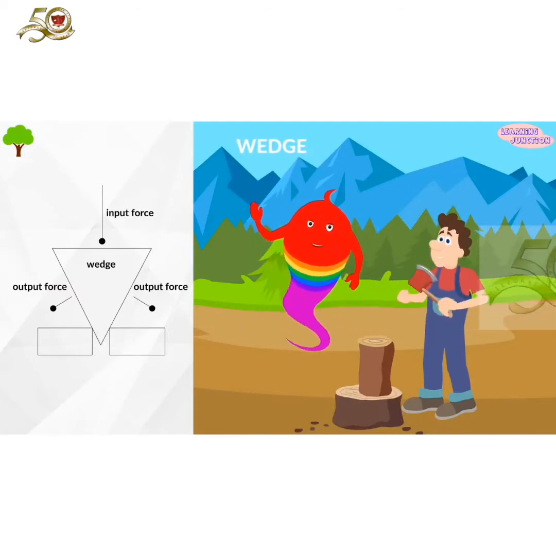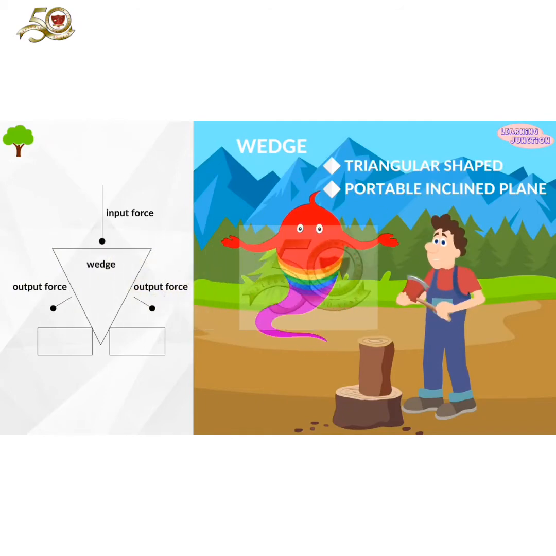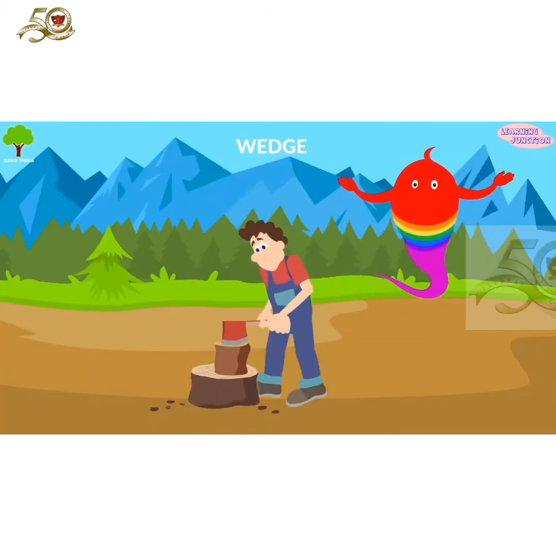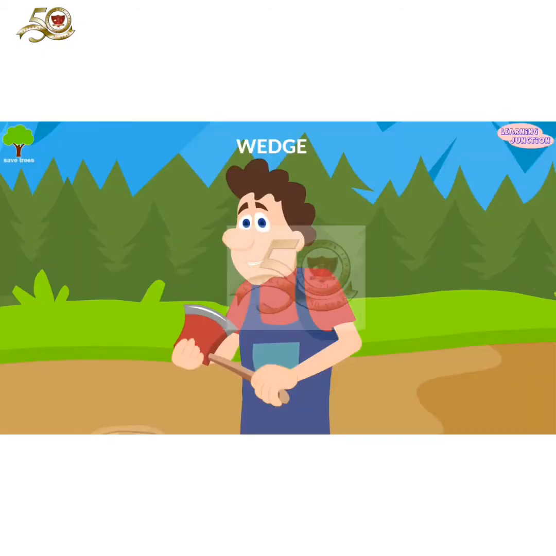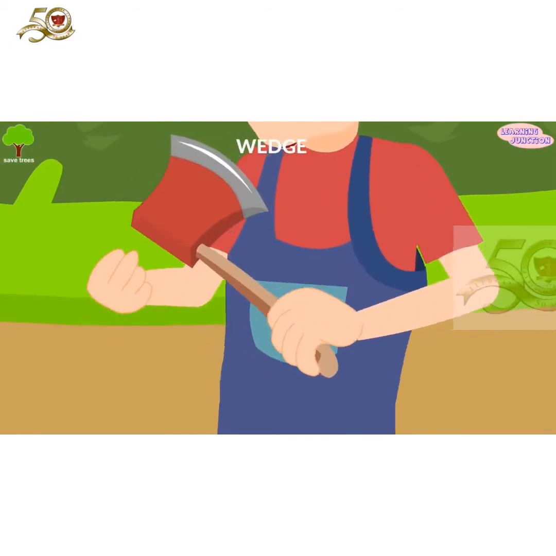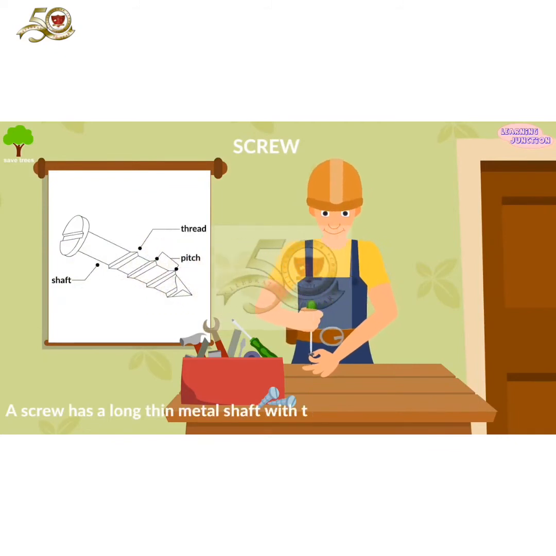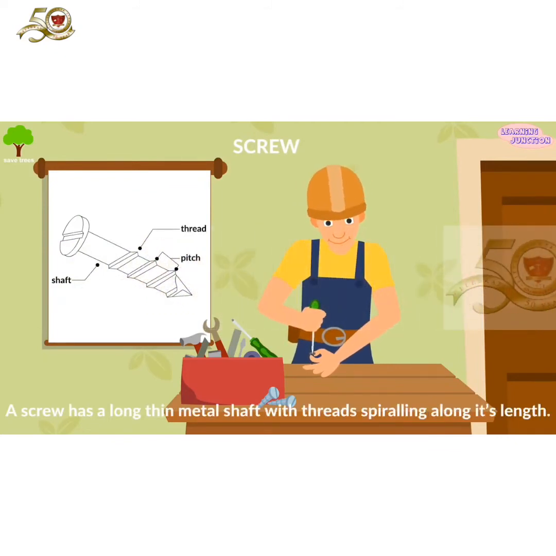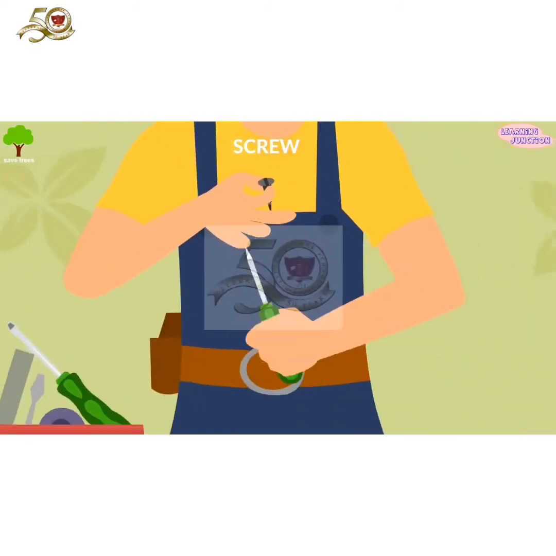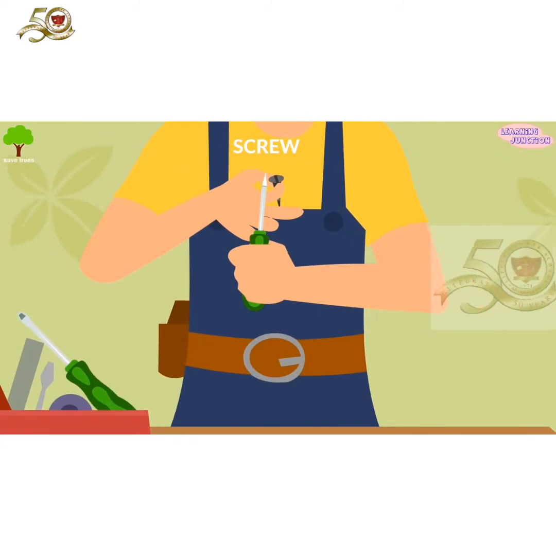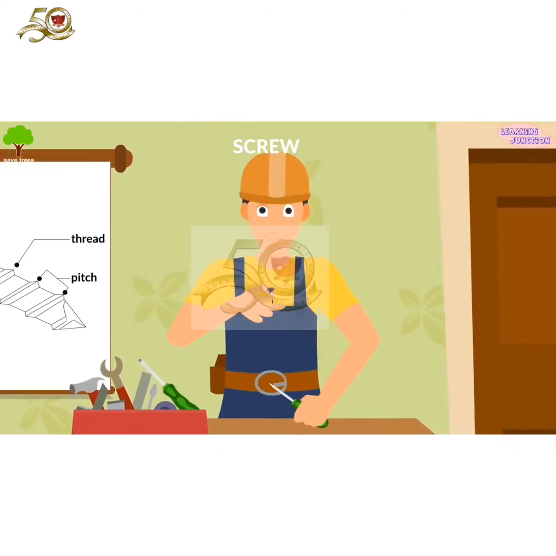Wedge. A wedge is a triangular-shaped tool and is a portable inclined plane. It can be used to separate 2 objects, lift up an object, and hold an object in place. An axe blade is an example of a wedge. Screw. A screw has a long, thin metal shaft with threads spiraling along its length. It also has a turning head with a groove where a screwdriver can be used to rotate the screw. It can be used to lift things or to hold things together.